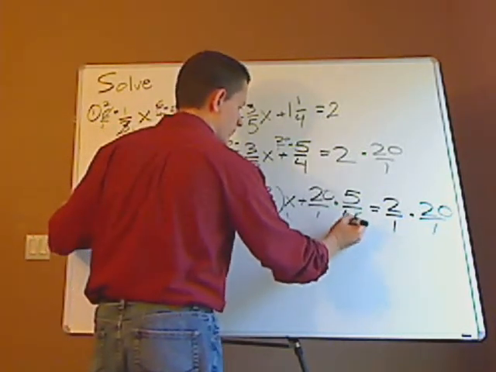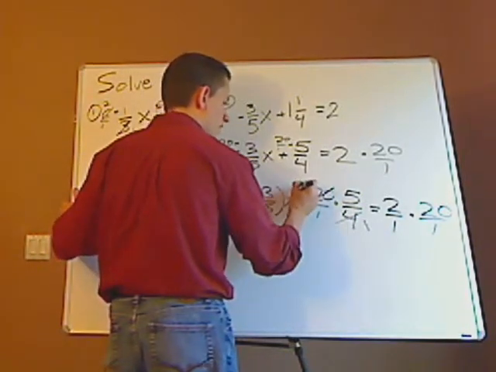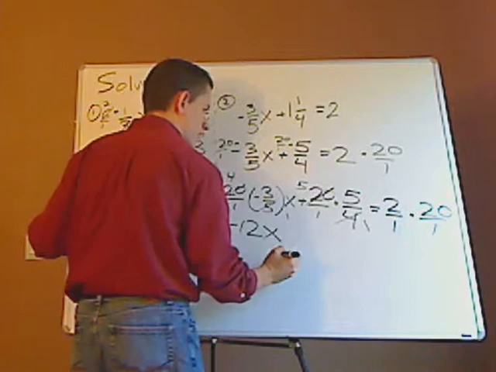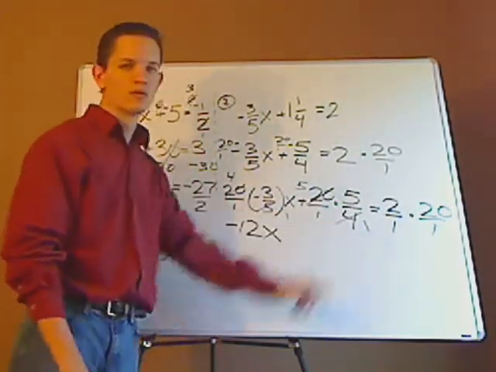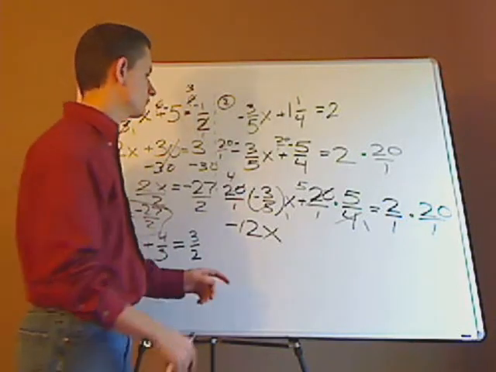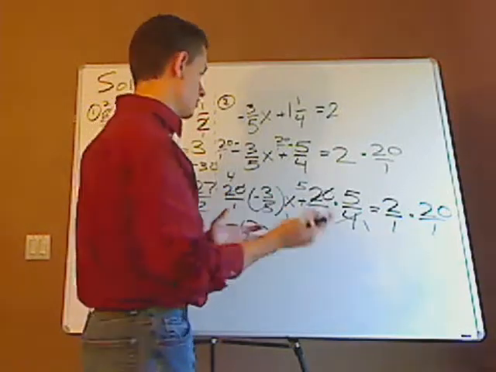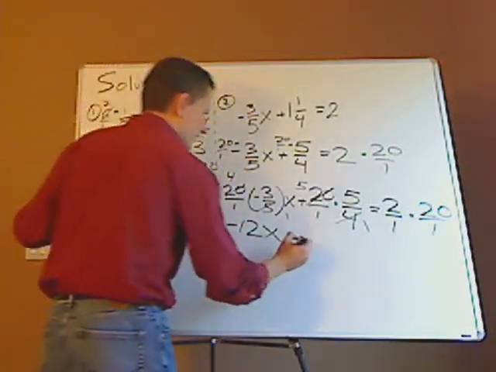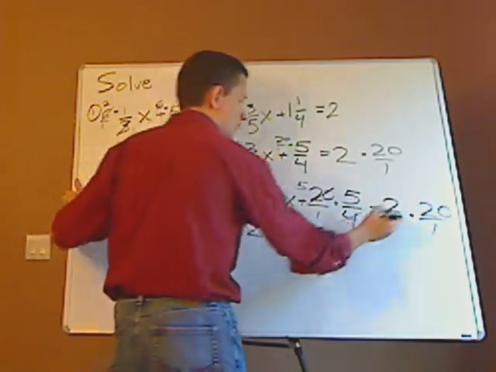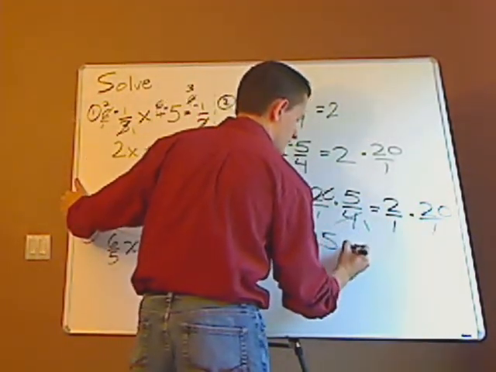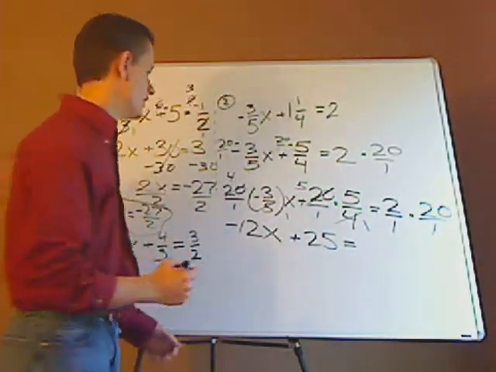Same thing with this. The 4 cancels out with the 20, so you're left with 1 there, the 5 there. You multiply across. 5 times 5 is 25, and what's 1 times 1? 1. So it's 25 over 1. So that would just simplify to 25. So that's 25 equals, and then what's 2 times 20? Right, that's just 40.